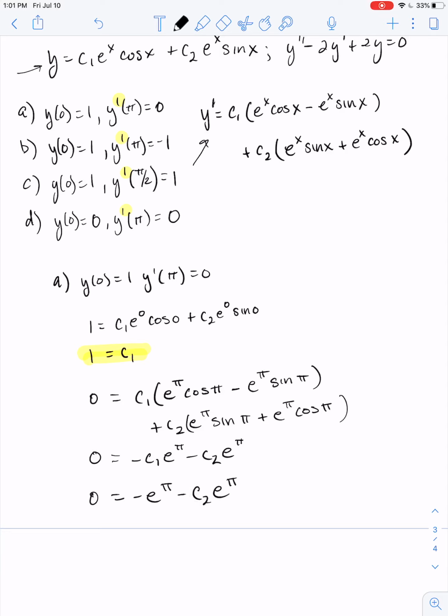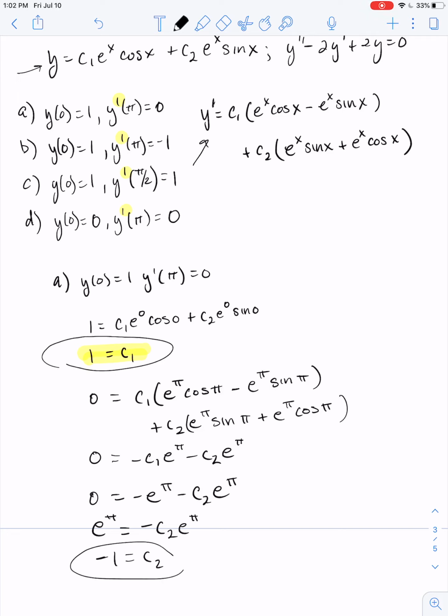I could just add e to the pi to both sides and divide by negative e to the pi. So I get -1 equals C2. Since I get values here, that makes sense. Then for letter A, you do have a solution where you could plug in, and you'll get y equals, C1 was 1, so it's e to the x cosine x minus e to the x sine x.